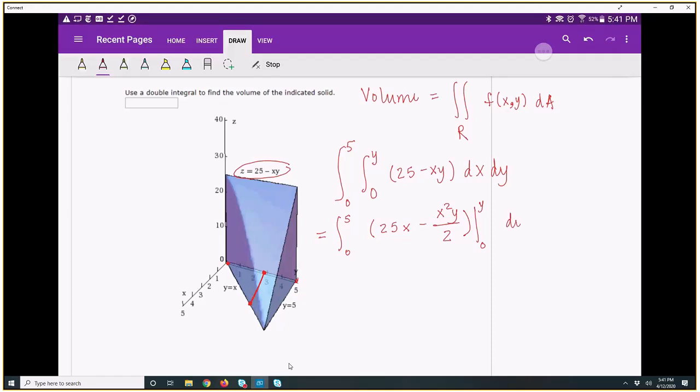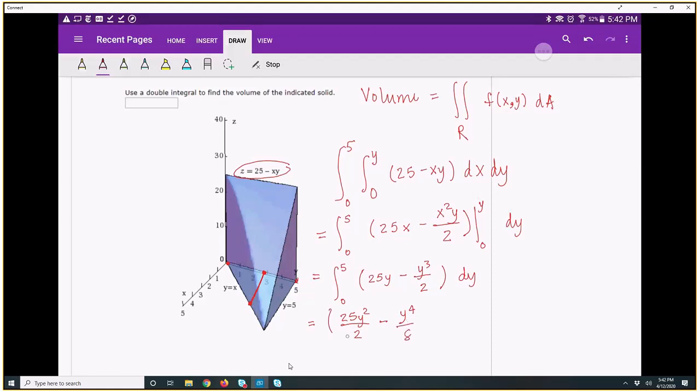Then I'll integrate with respect to y. So I have integration 0 to 5. Plugging in my upper limit y, I have 25y minus y cubed over 2. And the lower limit doesn't contribute anything because I get 0. So I'm integrating from 0 to 5, 25y minus y cubed over 2 dy. So that will be 25y squared over 2 minus y to the 4th over 8.